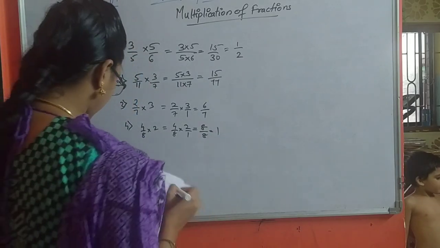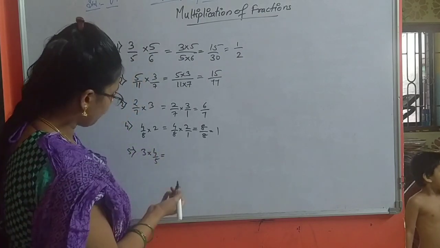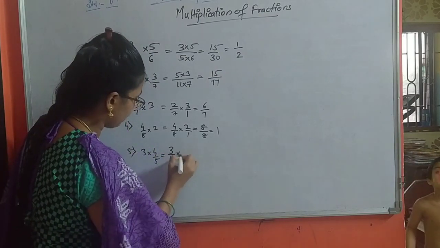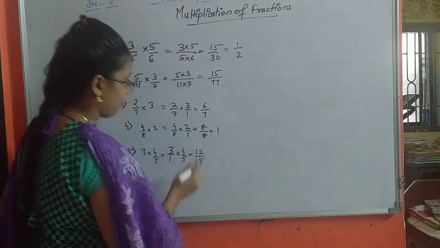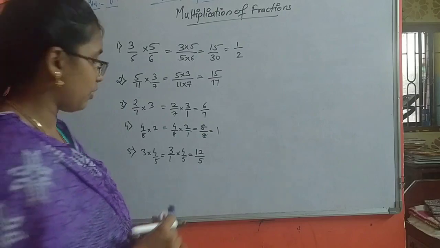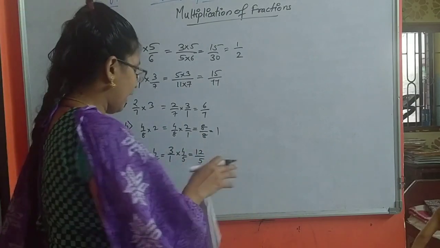Next one we have is 3 into 4 upon 5. No denominator for 3, so 3 upon 1 into 4 upon 5. 3 fours are 12, 5 ones are 5. 12 and 5 don't go in the same table. We cannot divide it. We will not get a proper whole answer. So we will leave it as it is.